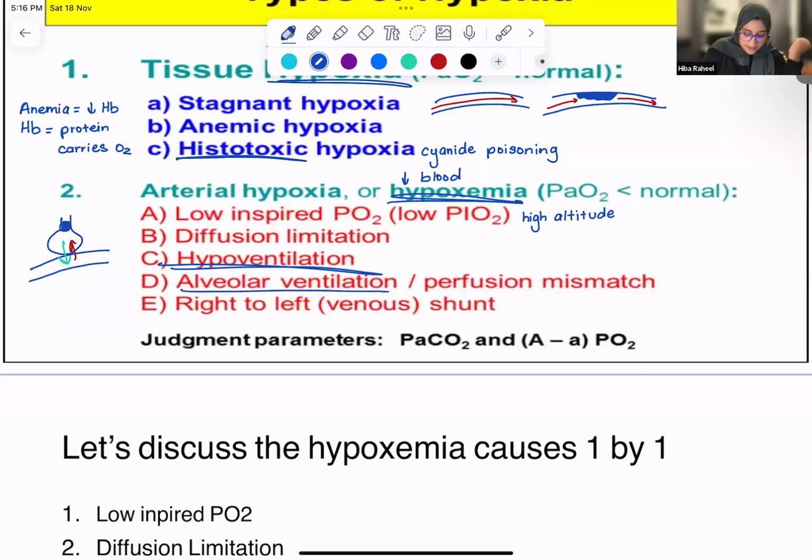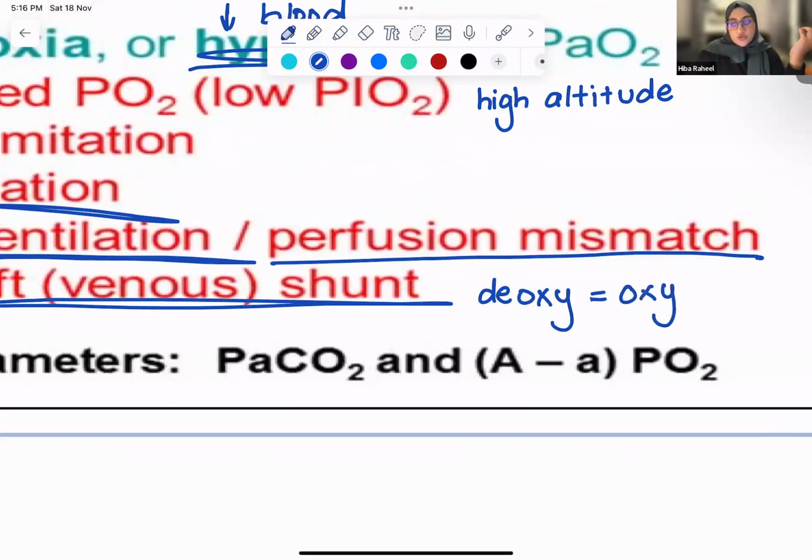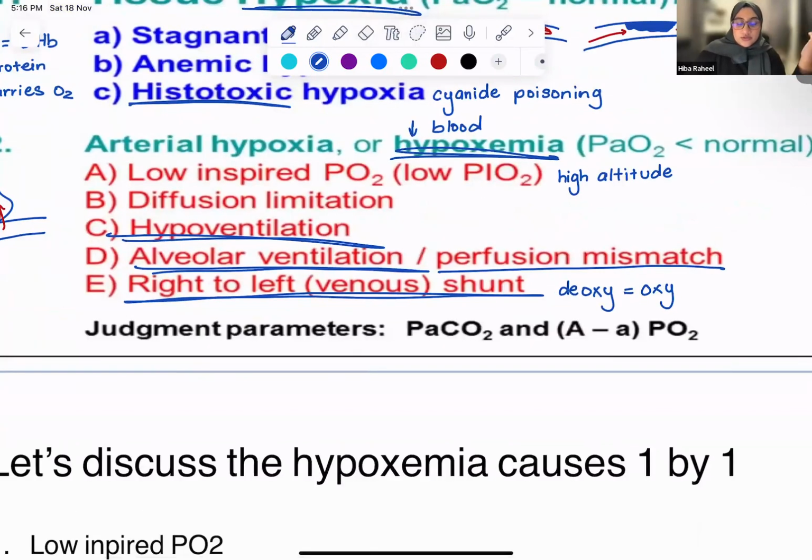Next, we're going to talk about the alveolar ventilation and perfusion mismatch. In VQ mismatch, we'll discuss this later in the upcoming slides. And for the right-left venous shunt, again, we'll discuss it further later. But basically, in the shunt, the deoxygenated blood mixes with the oxygenated blood, and the concentration of oxygen in the oxygenated blood goes down.